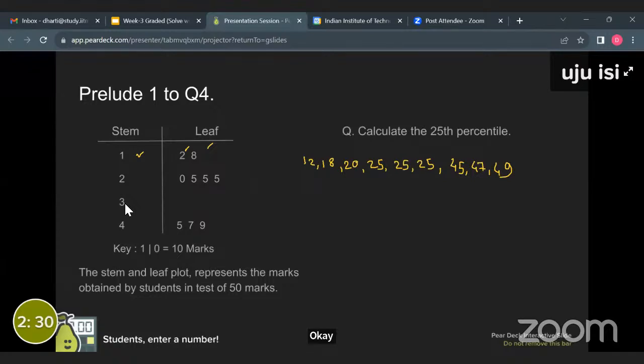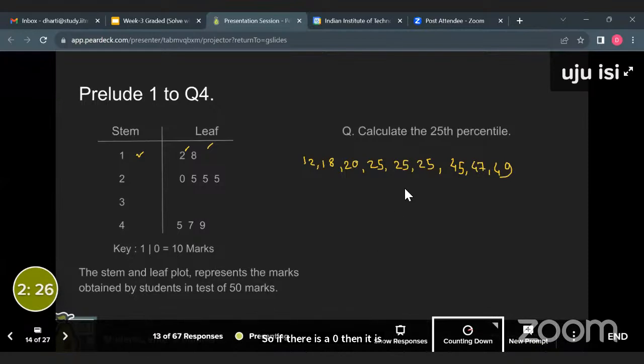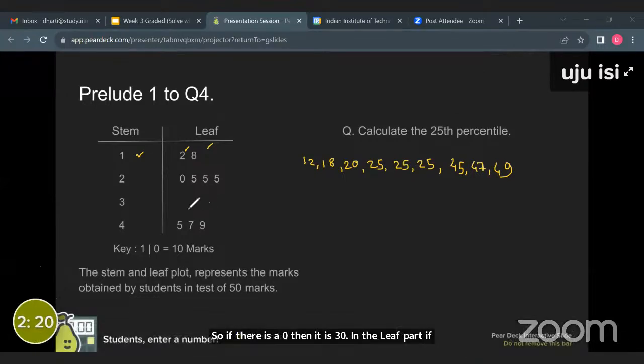So if there is a 0, then it is 30. If in the leaf part there is any digit from 0 to 9, then you can have the value for 3. But if there is no value given for the leaf part, that means there is no value corresponding to this stem 3.